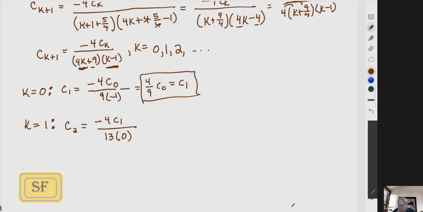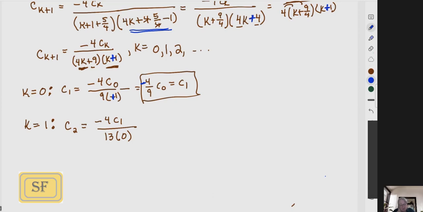And here's where my mistake is, right here. You probably already saw it. But 4k and then plus 5 take away 1 is 4. That should be a positive 4. And so this should be a positive 1. And so that should be a negative 4/9 C0 is C1. And that should fix our mistake.